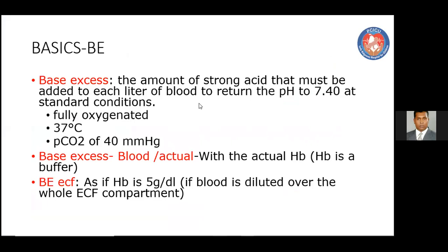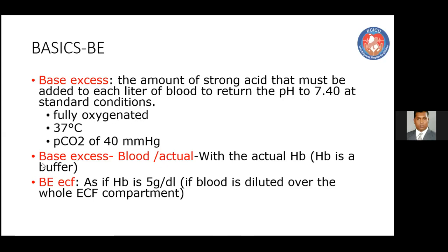So what is base excess? Base excess is the amount of strong acid that must be added to each liter of blood to return the pH to 7.40 at standard conditions. So base excess means there is more base, so you need to add strong acid to get the pH back to normal, and the definition is usually expressed at standard conditions. And what are these standard conditions? When the blood is fully oxygenated, where the saturation is 100% and the PaO2 is around 100, and when the temperature is 37 and the carbon dioxide is standardized to 40. So that is what we call the base excess.